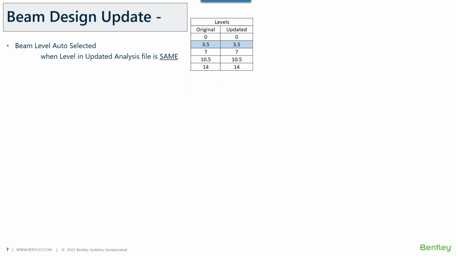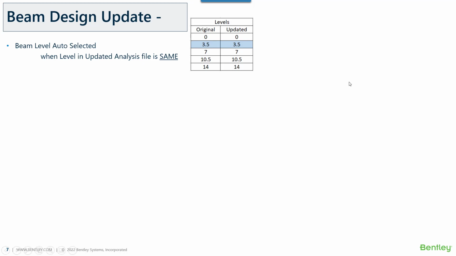To start with, we have already seen how the beams are being compared or mapped with the original situation. The next thing that comes into the picture is the level mapping. Whichever level was selected earlier for designing beams, if the same level is present in the updated or the revised analysis file, then the level will be auto-selected.